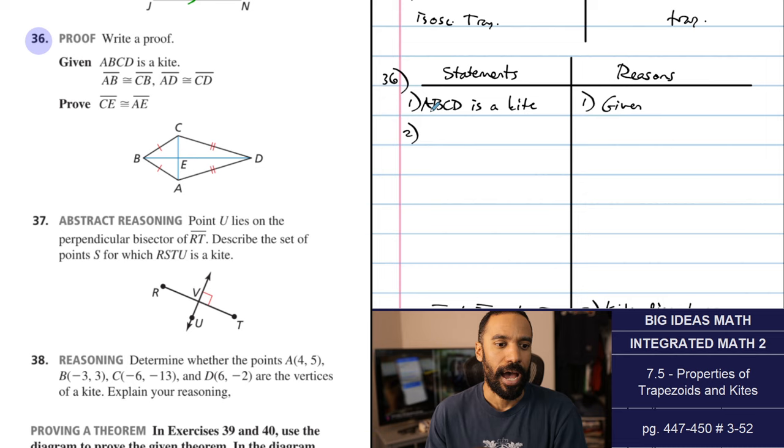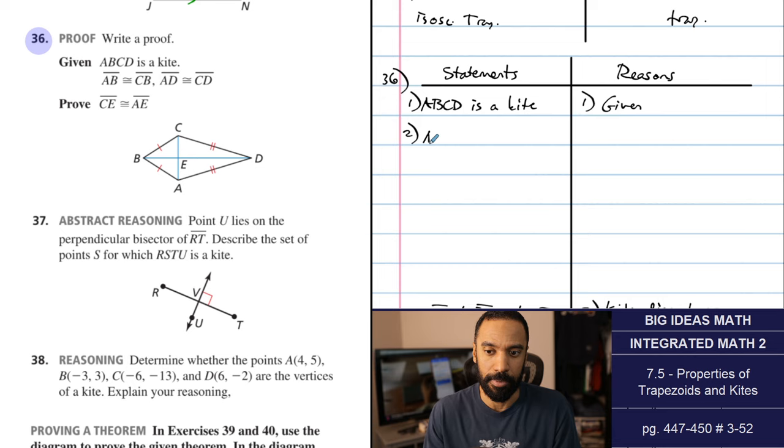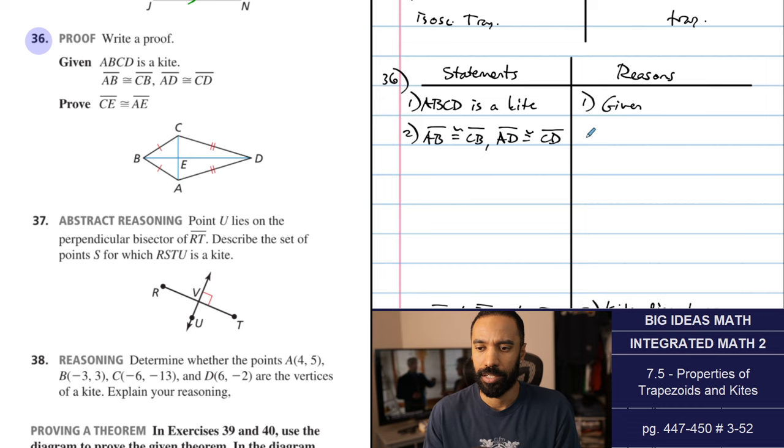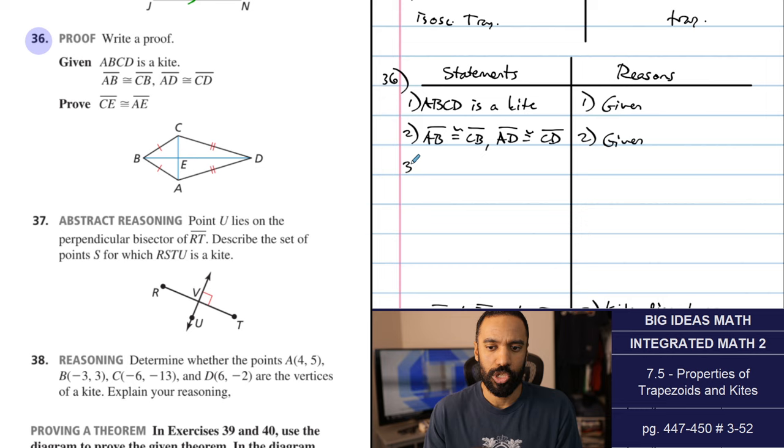Let's do AB congruent CB. Even though this would kind of be a kite definition, they just need to show us which ones. AD congruent to CD. All right, now all of BD is congruent to itself by the reflexive property. So that line down the middle, reflexive property of congruence.